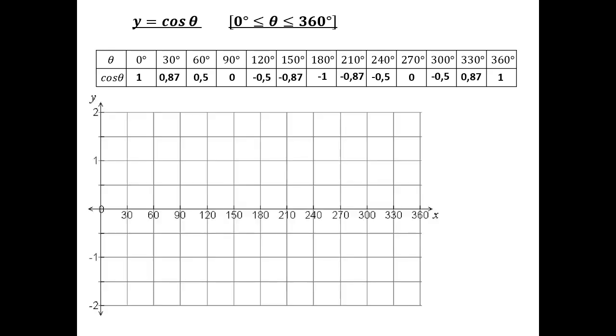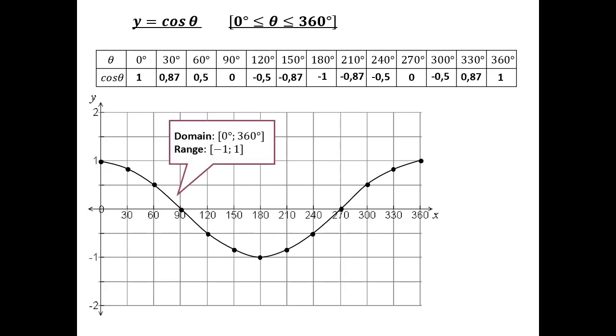Once you've completed the table, you can now plot all these points, and then you can join them with a smooth curve. Let's discuss the range of this graph. Now the range is from -1 to 1 inclusive. This indicates that the cosine function's output will be within this closed interval.